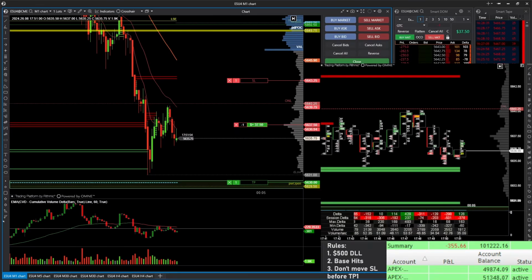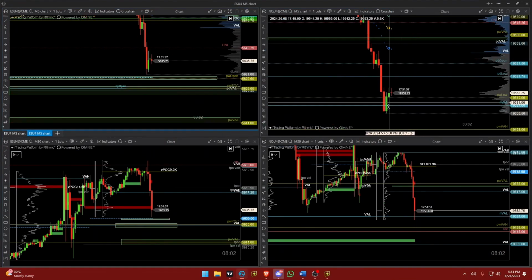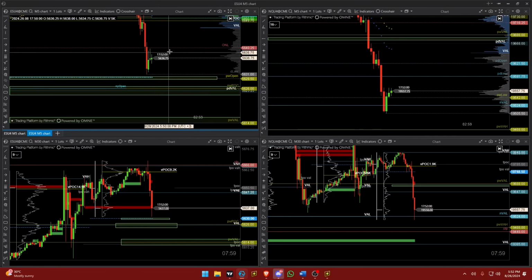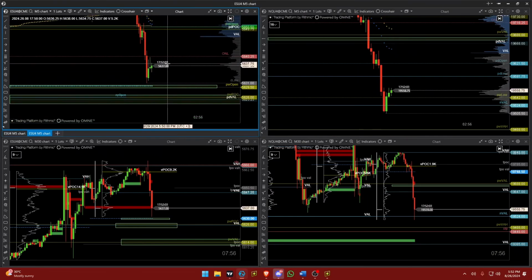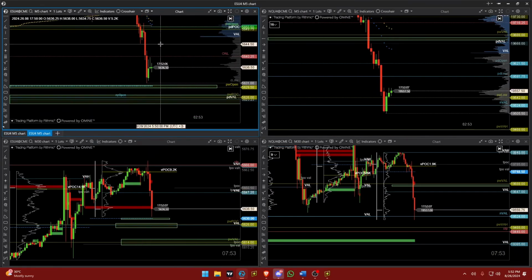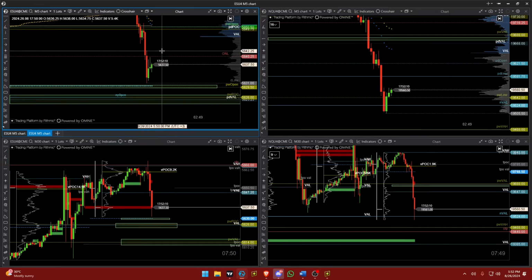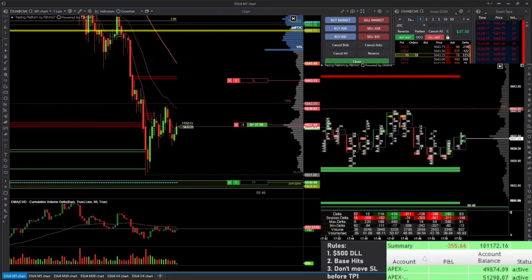NQ had a nice clear reaction here on this naked value low. You can see it here. And ES is also respecting the downtrend. The 30 minute is one time framing, the 5 minute is one time framing. We didn't take any previous bar highs here. But yeah, we're starting to see some strength here.